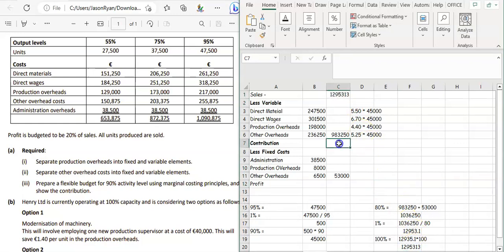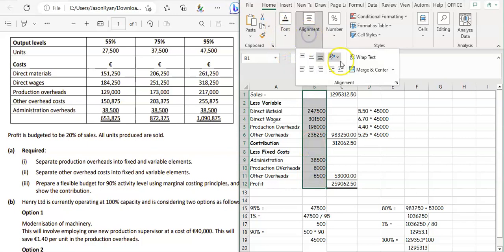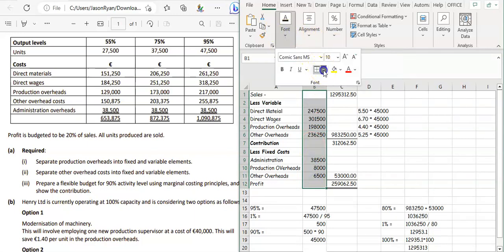And now you can find your contribution. So your contribution is sales minus your variable costs. And then your profit is your contribution minus your fixed costs. Remember to show your figures to two places of decimal, so there's a bit of decimals in this one. So our profit is 259,062.50.